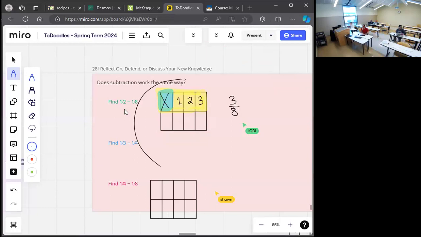Questions about this top picture? Everyone okay with that picture? Sure. If I do 1/3 minus 1/4, so I would need.